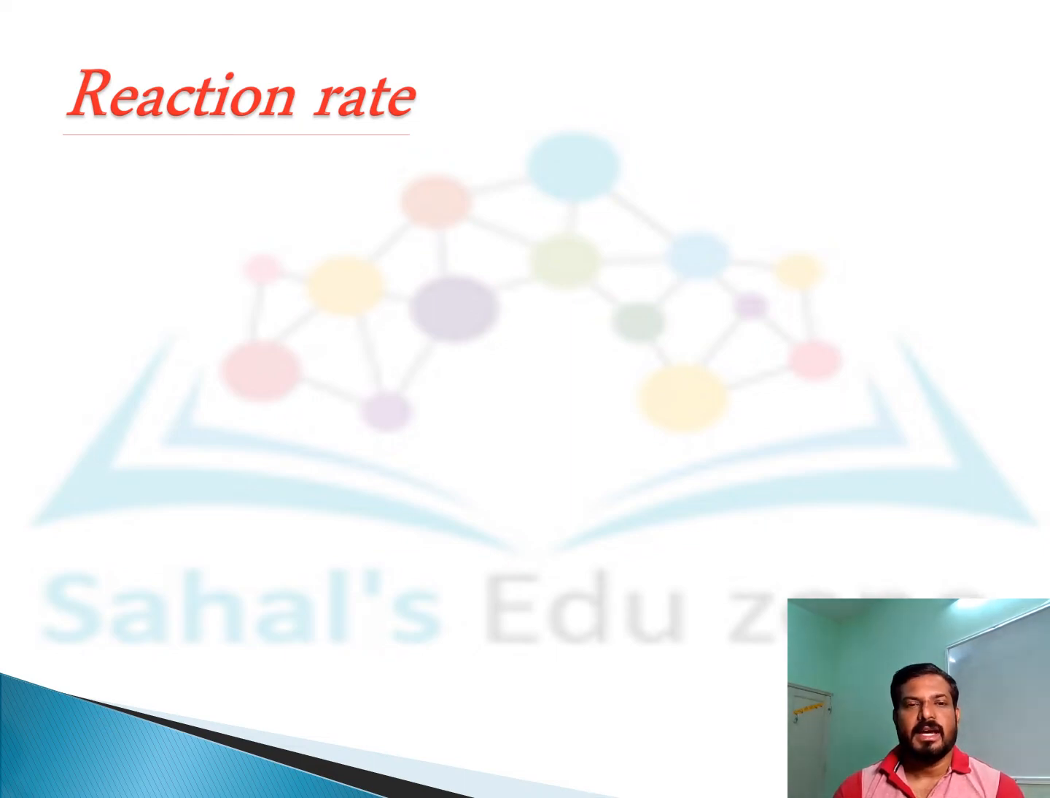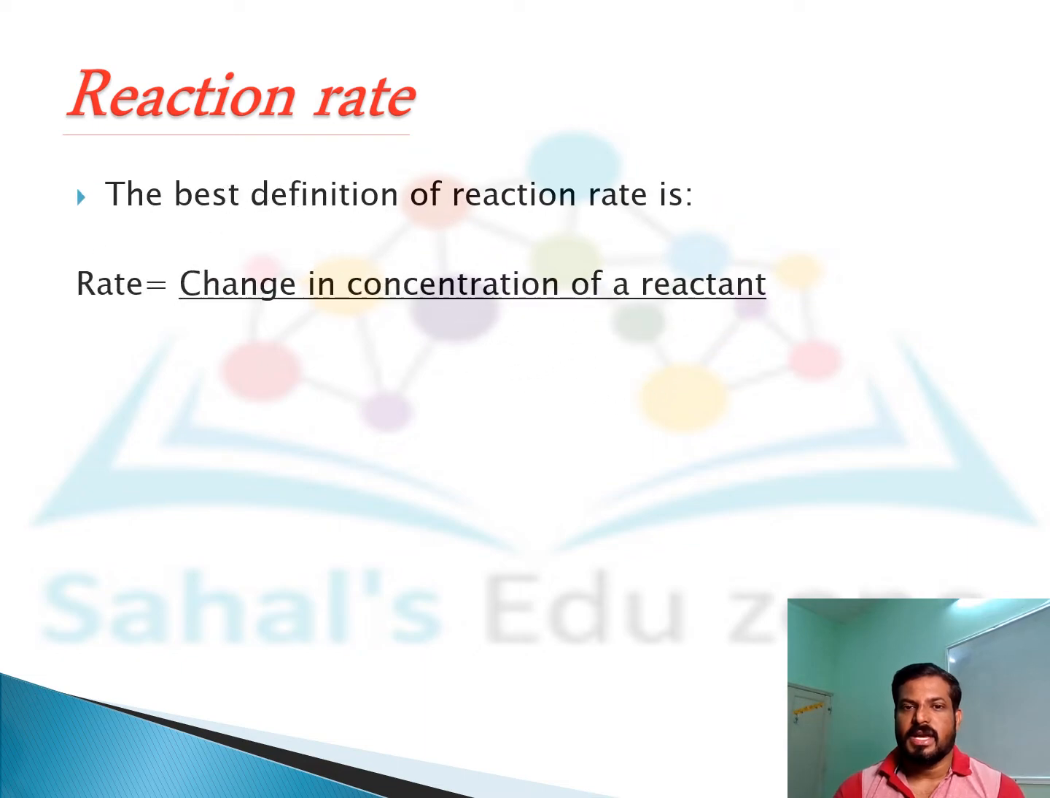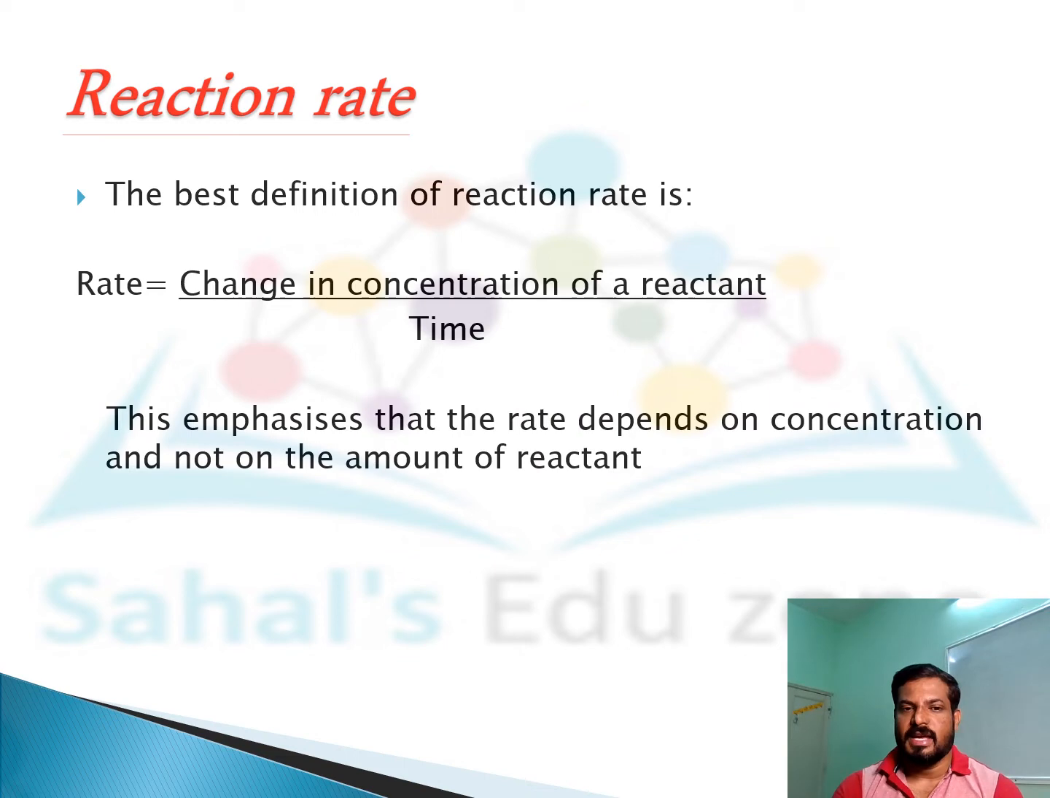Reaction rate. Reaction rate is defined as the change in concentration of a reactant per time. The best definition of reaction rate is: rate equals change in concentration of a reactant per time. This emphasizes that rate depends on concentration and not on the amount of reactant. Once again, rate equals change in concentration of a reactant per time.